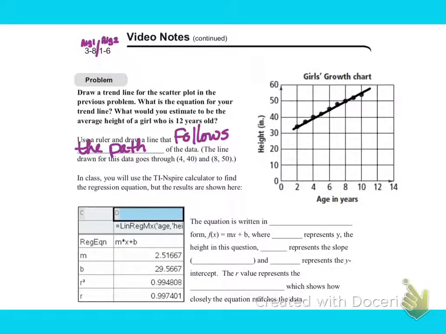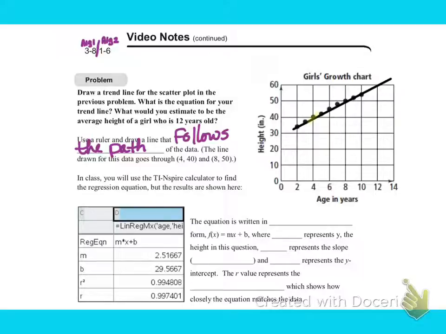It's following the path of our points pretty closely. So this trend line goes to the points approximately (4, 40) here and (8, 50) here. Now, not all trend lines have to pass through the original data points. Sometimes they do, sometimes they don't. It just depends on the data that you have.